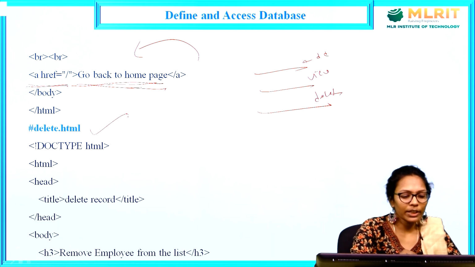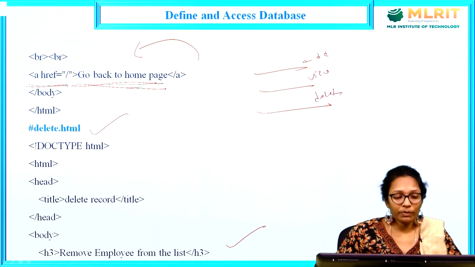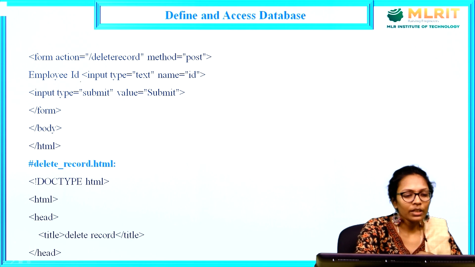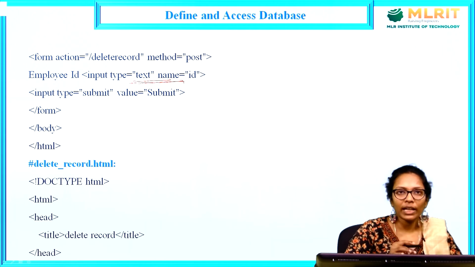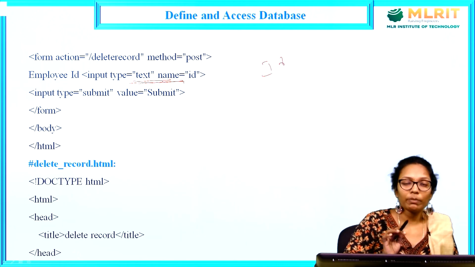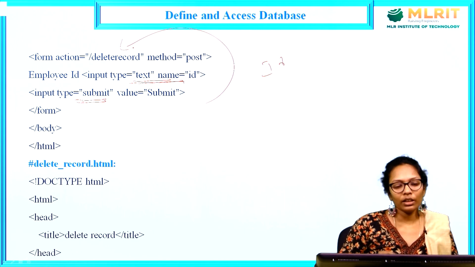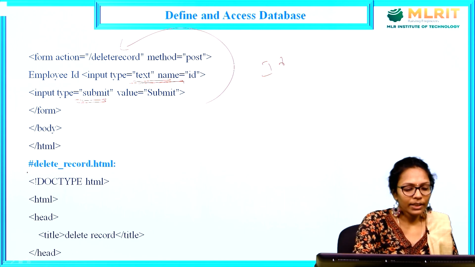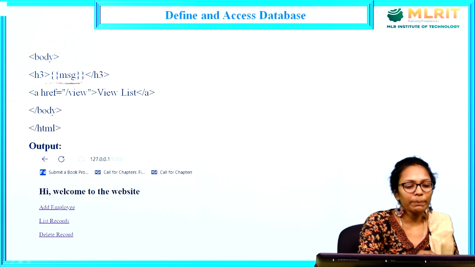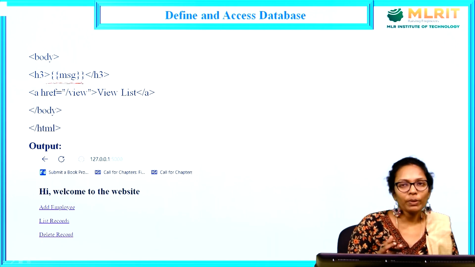Now coming to the delete.html. Here we are displaying one message, remove employee from the list. It is reading the employee ID from the user. I already told you one ID will be assigned to each user, right? So the ID will be given by the user. Then after that, you are clicking on submit. Whenever you click on submit, it will go to the delete record URL. Now, what is this delete record HTML? It is simply printing the message. Whenever the record is deleted, after that you may get 2 possible messages.